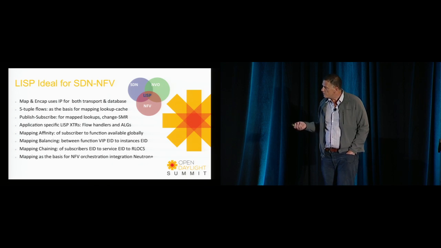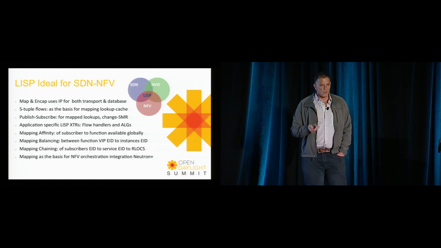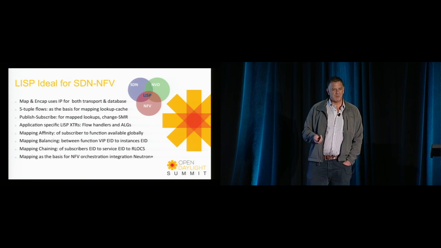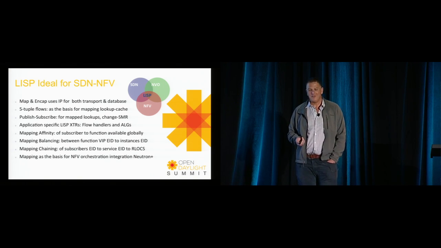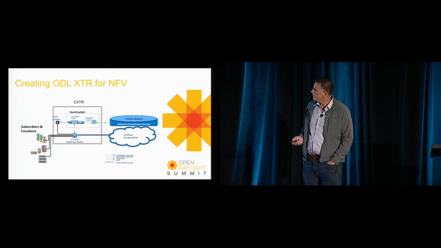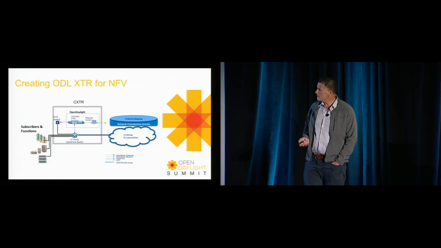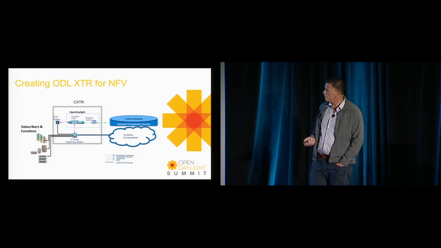Here are the basic characteristics of why we chose LISP and why we went to Joel from the IETF with the permission to make LISP an SDN protocol, and what else is needed in order to be able to do that well. Let's take a look at a node. When we build an SDN for NFV node, what do we do?